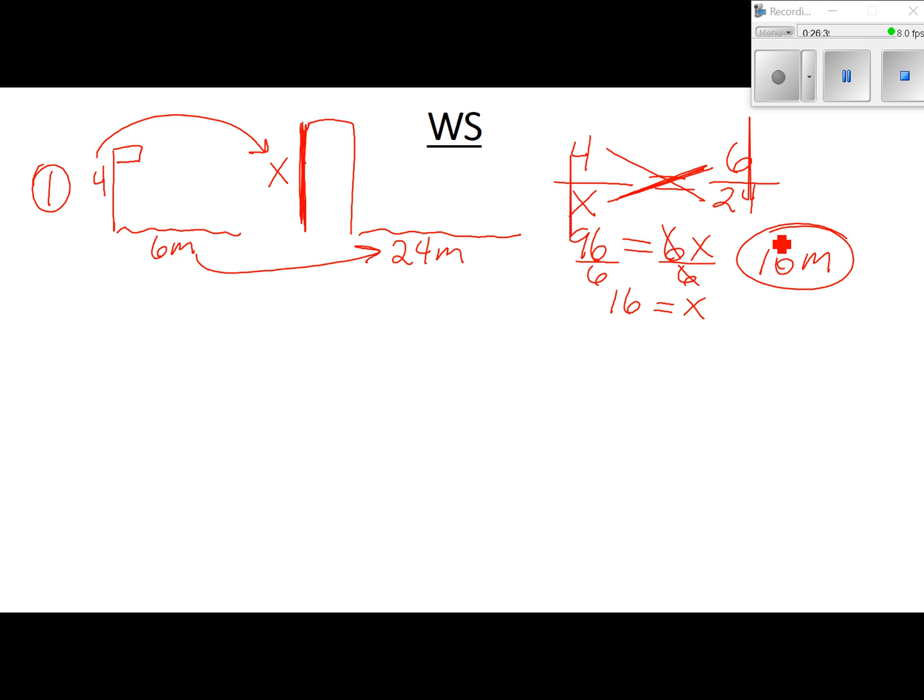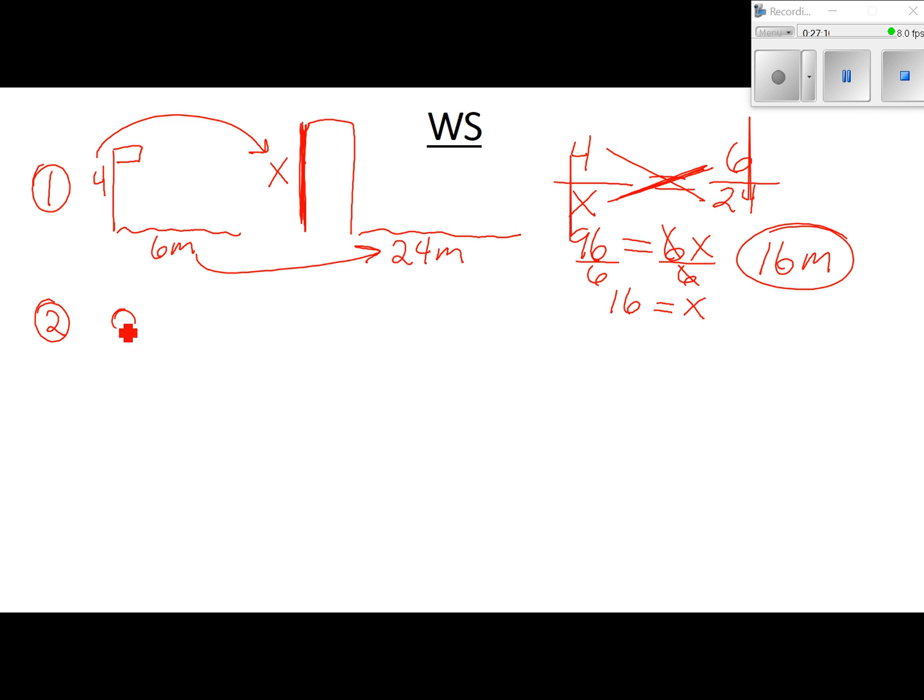Number 2, a 5-foot tall Madeline casts an 84-inch shadow. You got to be careful with this one. And there's several on here that you have to be careful with. You have to know how to transfer stuff in from feet, inches, so on and so on. Then how tall is her friend if at the same time his shadow is 1 foot shorter than hers?